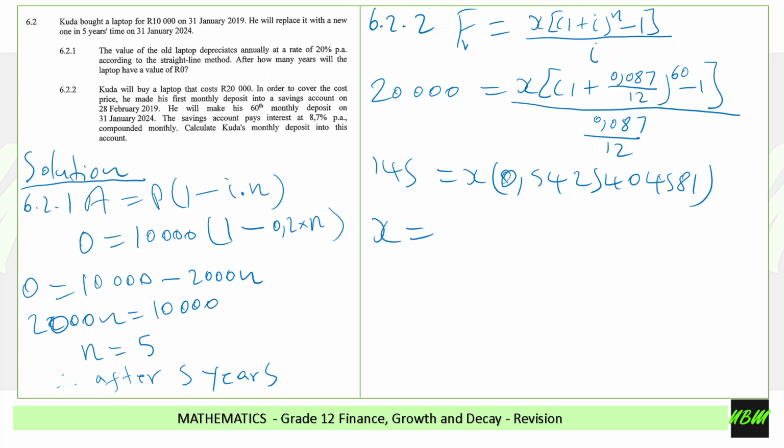We get that x equals 267.26, meaning Kuda's monthly deposit will be 267 rands and 26 cents.